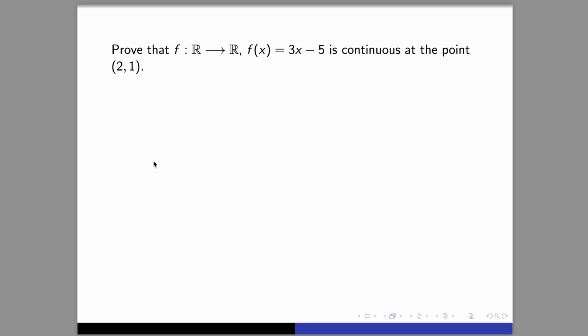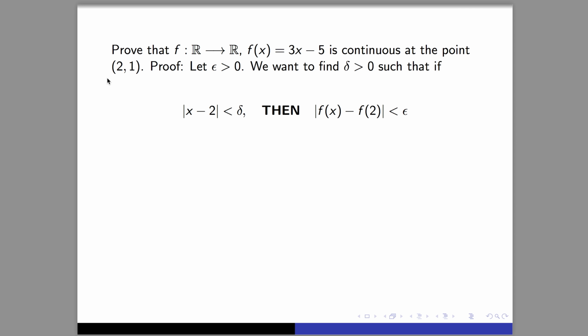So we've got a function. Domain is all the real numbers. The function is given by 3x minus 5, and we want to show it's continuous at the point 2, 1. So what do we do? Well, we set everything up. We let epsilon be greater than 0. We want to find a delta greater than 0 so that if the distance between our point x and the number 2 is at most delta, so in other words, they're in that strip.